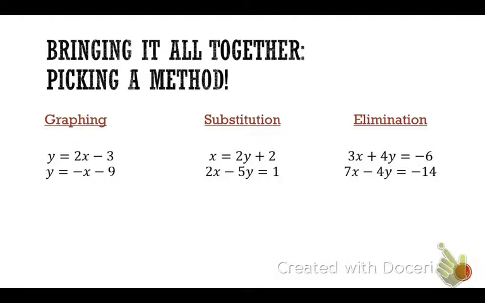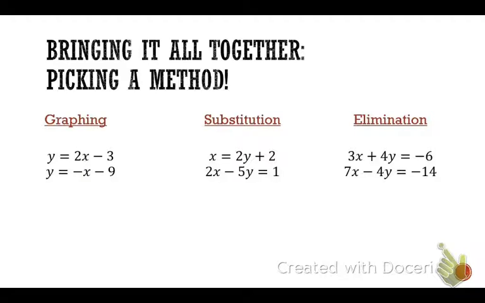Now substitution. What makes this system ideal for substitution? x or y is solved for. On which one? On the first one. Do you see x equals 2y plus 2? So what are you going to do with 2y plus 2? Plug it in for x in the other one, and then bring it down and solve. Some of you are getting really good at that, which I'm really proud of. We've got time, but I still need you making progress. Every time we work one of these, try to get one step further in solving.